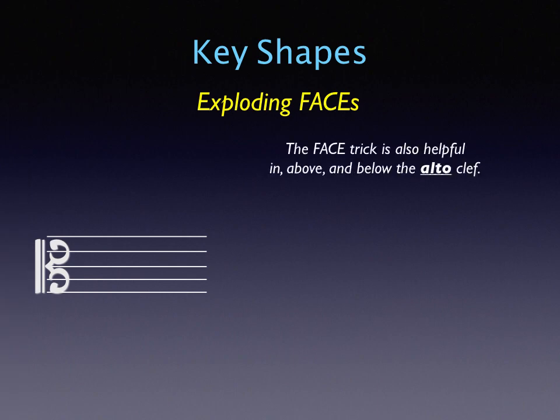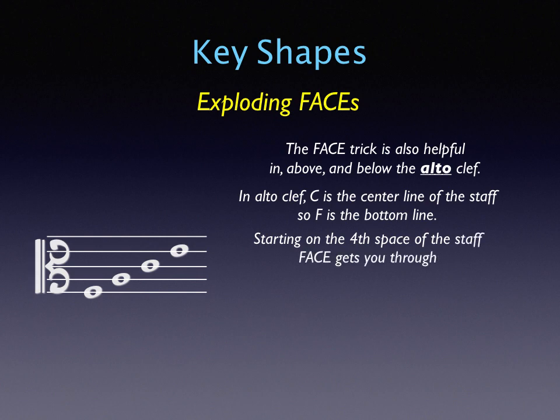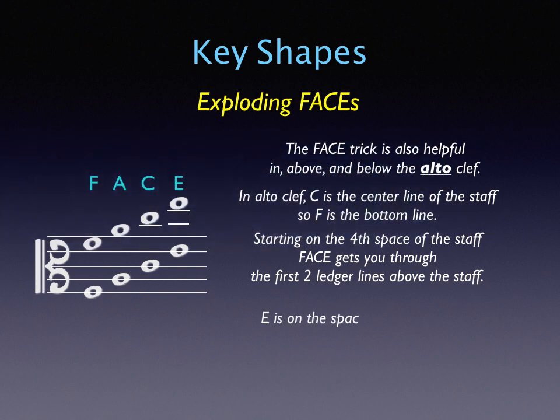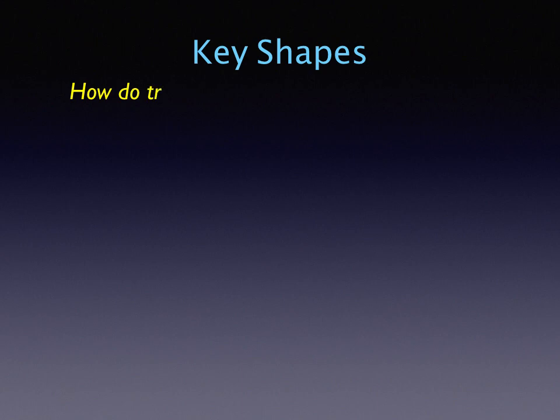The face trick is also helpful in, above, and below the alto clef. In alto clef, the C is the center line of the staff, so F is the bottom line. Starting on the fourth space of the staff, face gets you through the first two ledger lines above the staff. Viola players are the only people that use alto clef, so we're only going down from C to E below the staff, E to C down below the staff, because C is the open bottom string on the viola.